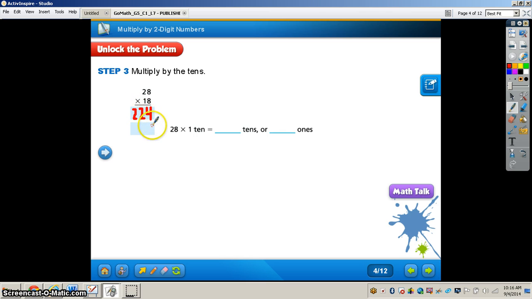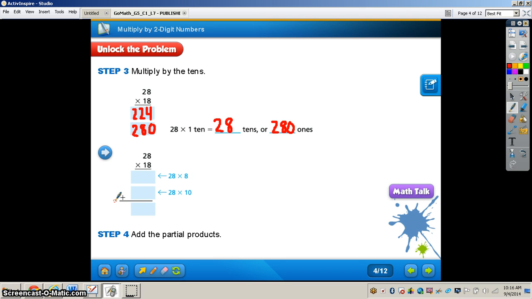So the first thing we need to do is put a 0 here, because we're multiplying it by 10. 1 times 8 is going to give me 8. 1 times 2 is going to give me 2. All right, so 28 times 10 is going to give me 28 tens, or 280 ones. Now the next step here, we have 224. We take our two partial products, 224 plus 280.